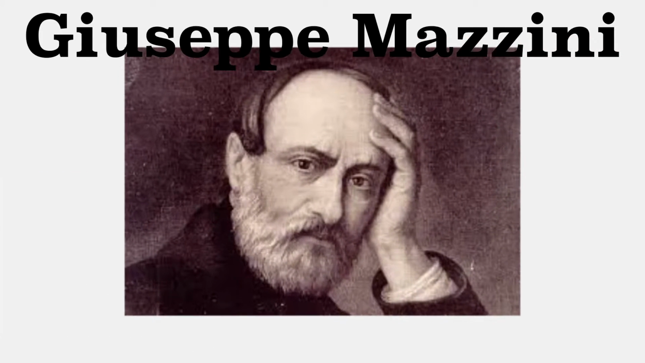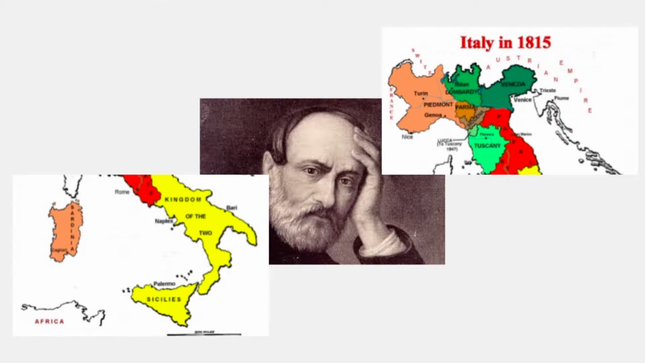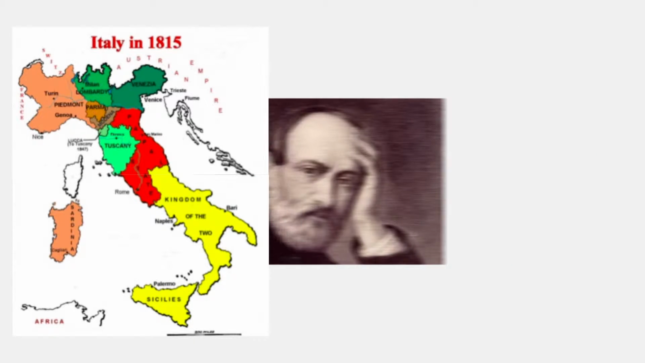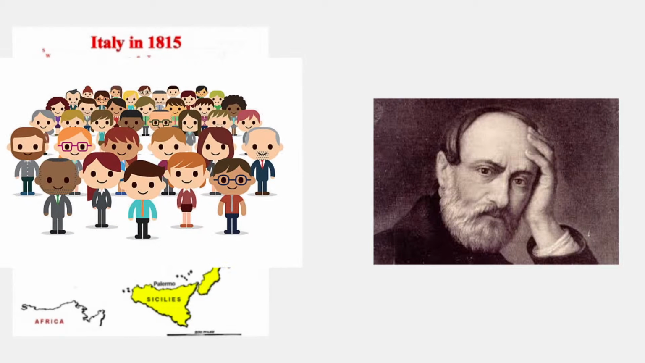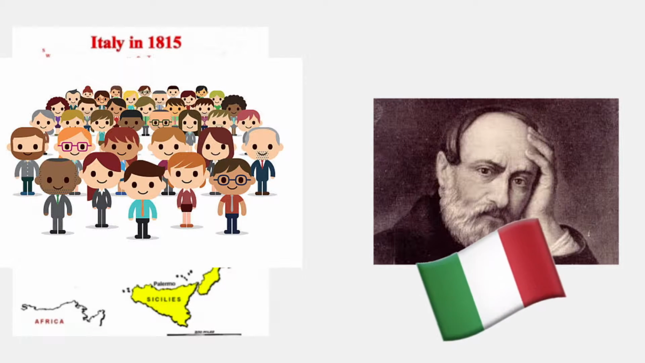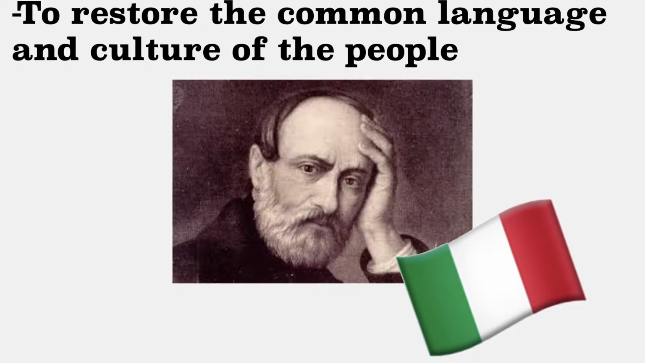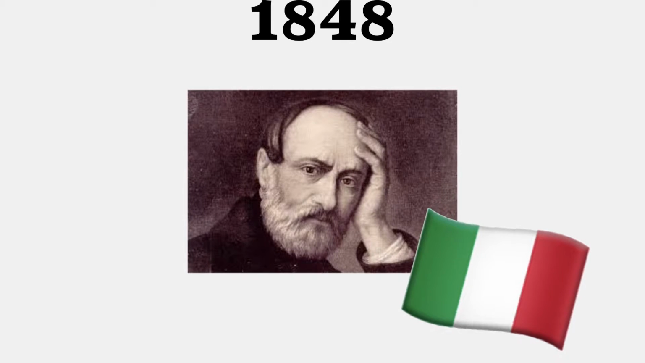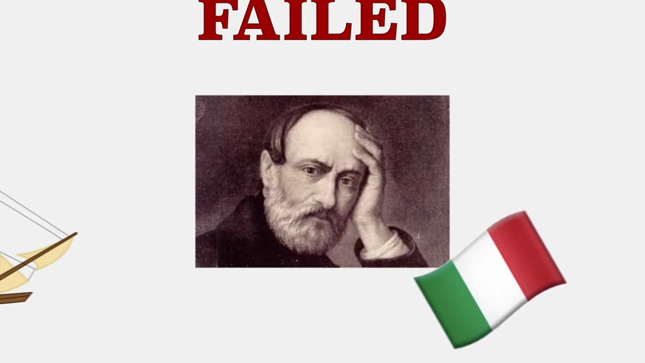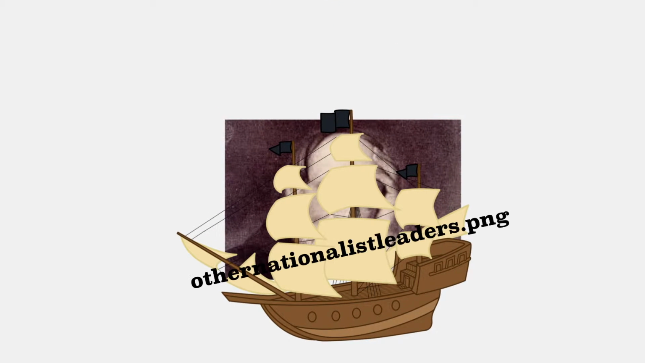Giuseppe Mazzini, an Italian activist, embraced the unification as a moral force that would educate and uplift the people of Italy. He believed that only the people could accomplish this. He called for an end to the foreign rule and unification of Italy, mostly to restore the common language and culture of the people. In 1848, they failed, and former rulers of Italian states drove Mazzini and his fellow nationalist leaders into exile.